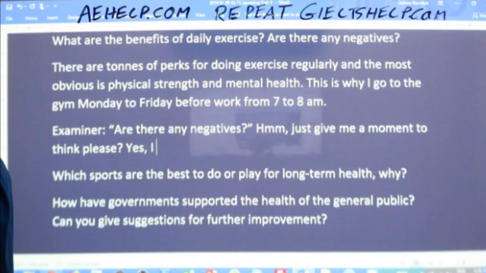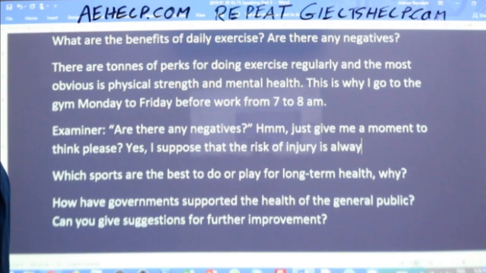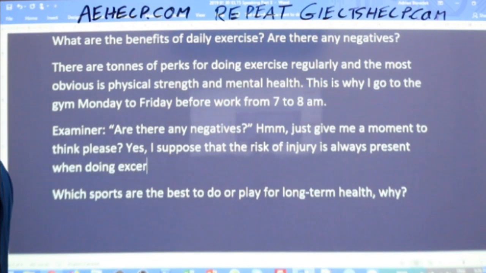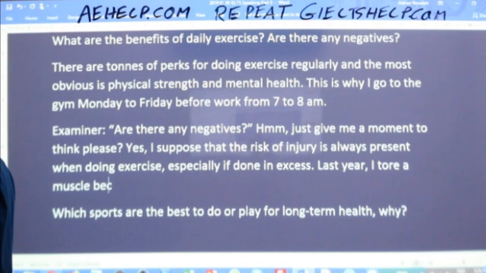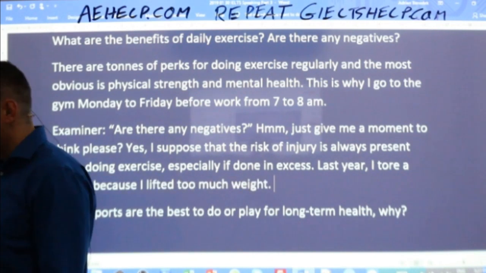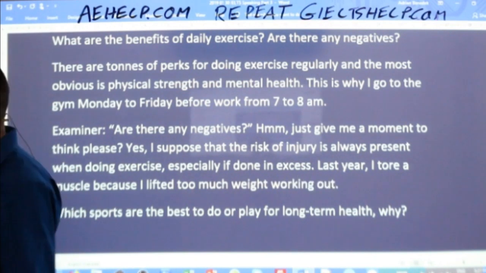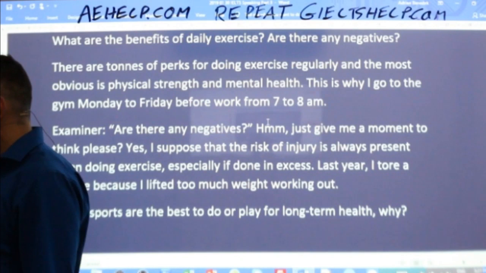Yes, I suppose that the risk of injury is always present when doing exercise, especially if done in excess. Last year, I tore a muscle because I lifted too much weight working out. So that would be a good response. So that's the student response there, okay?